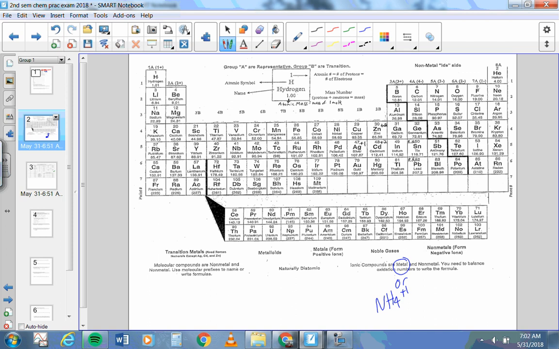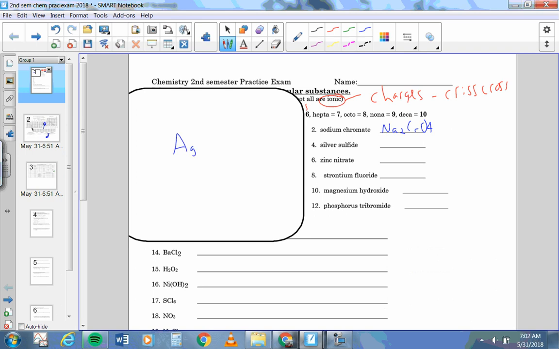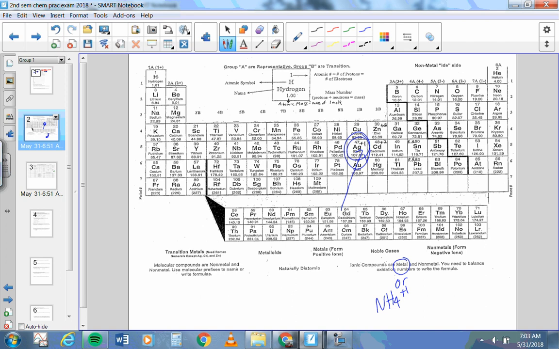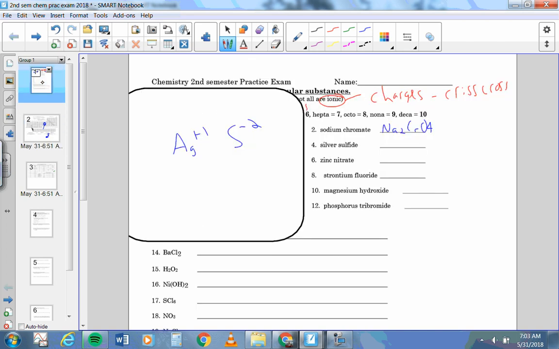Silver. Silver looks like a transition metal. It's sitting in transition metal land, but I clearly wrote on there that it's got a +1 charge. Silver is Ag with a +1. Sulfide, S with a -2. That means it's going to take two silvers, Ag2S. Zinc nitrate.